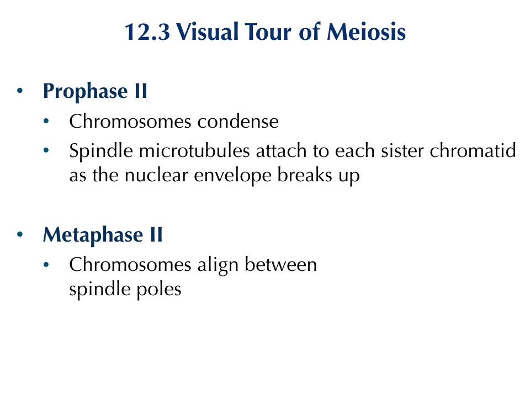All right, so we start out with prophase 2, where the chromosomes are going to condense, and then the spindle microtubules will attach to each sister chromatid as the nuclear envelope breaks up. Then we enter metaphase 2, and metaphase is always marked by the alignment between the spindle poles. So let's look at this in pictures, because everything is always easier to understand with a picture.